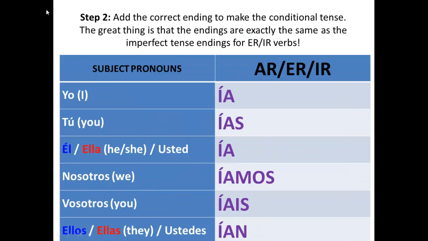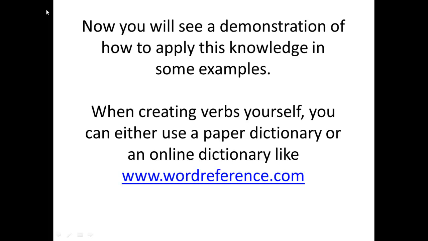Step 2 is to add the correct ending to make the conditional tense. The great thing is that the endings are exactly the same as the imperfect tense endings for ER and IR verbs. Ía, ías, ía, íamos, íais, ían. Now you'll see a demonstration of how to apply this knowledge in some examples.